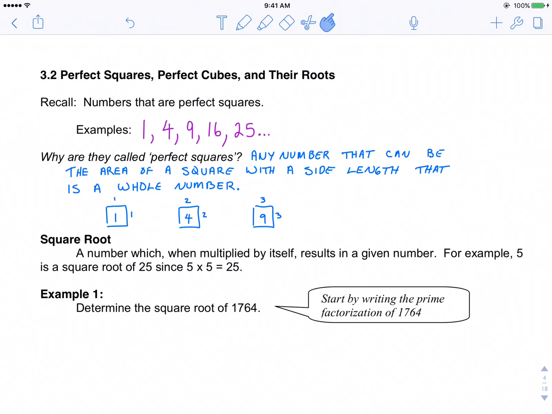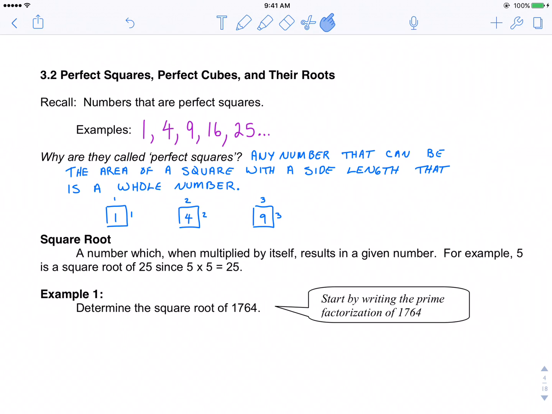So now we're going to have a quick look at how we can use prime factorization to find the square roots of perfect squares and perfect cubes. Just to recall, numbers that are perfect squares you should know: 1, 4, 9, 16, 25. Well, why are they called perfect squares? Well, any number that can be the area of a square with a side length that is a whole number.